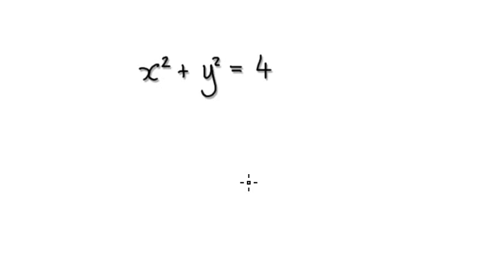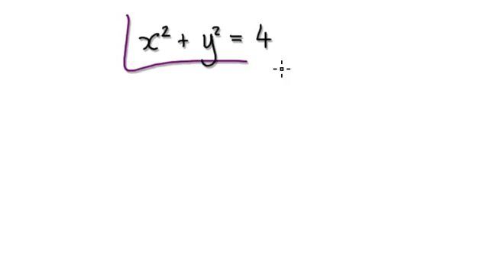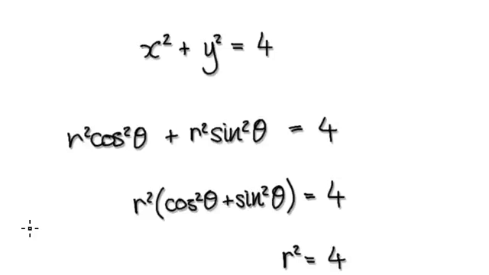Okay, so now first question, convert this Cartesian equation into polar form. So press pause and have a go. Okay, so to do this, just remember that x equals r cos theta. So we can square this.